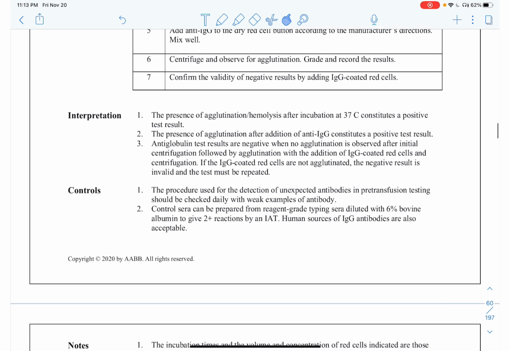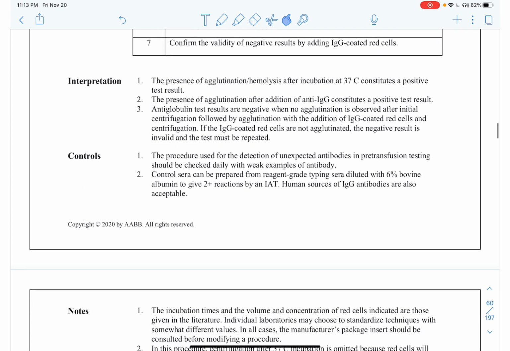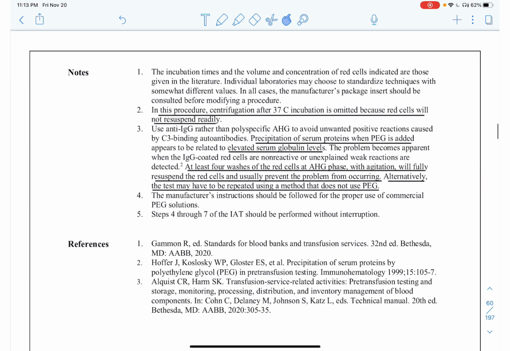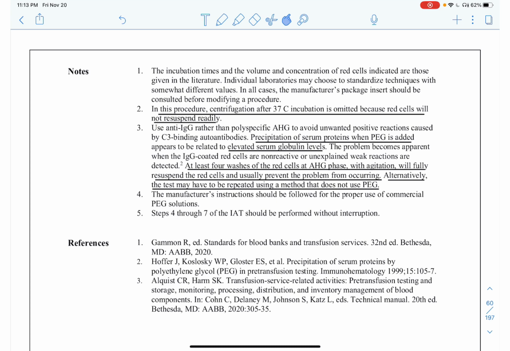Anyways, the interpretations are similar to Liss. The controls are similar to Liss. So please read over those if you'd like to. The notes for PEG are a bit different than Liss. Number 2 I thought was very valuable to know.